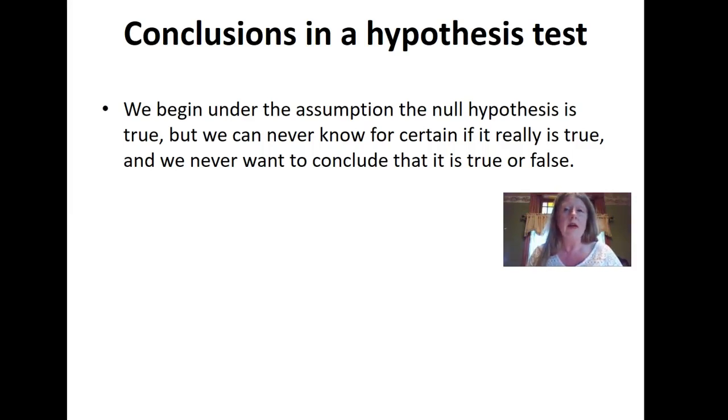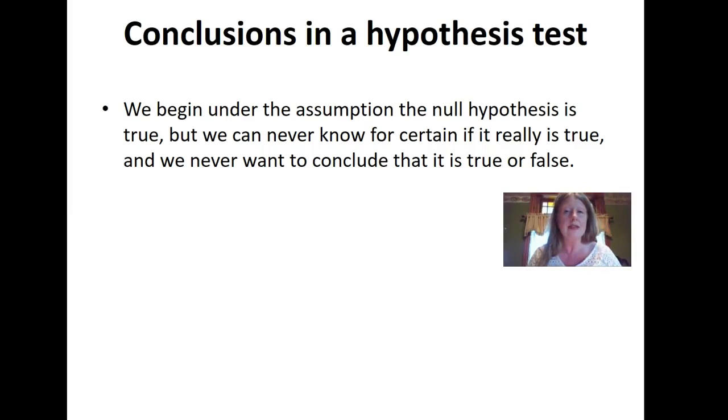So in a jury trial, remember we assume someone is innocent, we look at the information that we get during the trial, we analyze that information, and it might be such where it supports that the person is innocent. We don't come back and say that they're innocent, but we don't have enough information to conclude that they're guilty, that they did something. So we never can know if the null is really true or not. We can't conclude if it's true or false, but we do begin with this assumption that it's true.